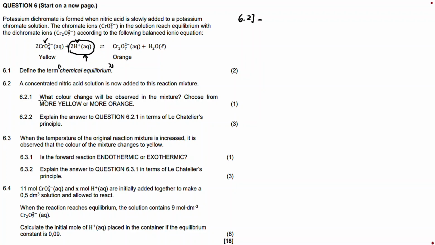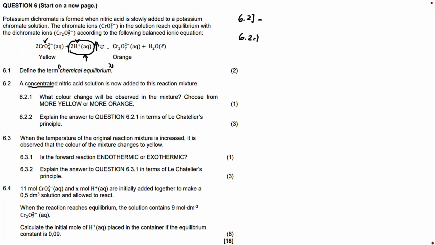So lana ke basibuza bathi what color change will be observed in the mixture. Choose from more yellow or more orange. Alright, this one should be obvious to you. Now with this kind of question, they are asking you about concentration. We are increasing a concentration. What does the equilibrium do?